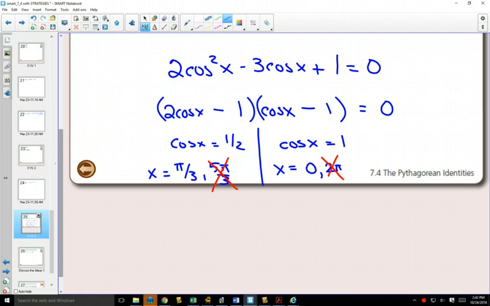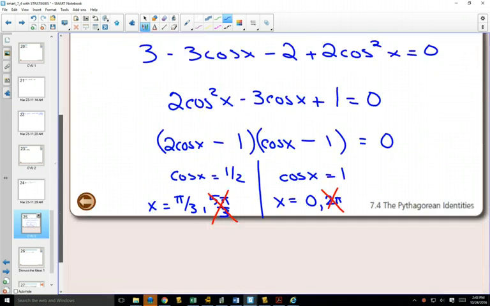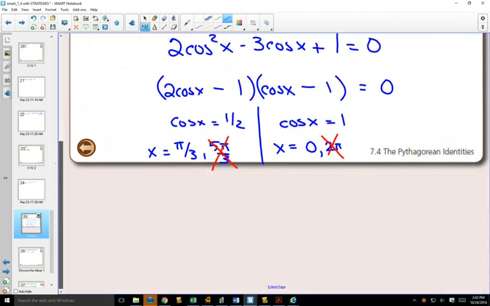and 0. Ooh, I should check, was 0 included? Because sometimes they don't include a value, but here it is included. If we had 3 pi over 2, you'd have to X that one out because that's not included in the domain. So we always do a check of the domain once we're done, and in this case there's only 2 answers. So again, your practice question for this one is number 10.